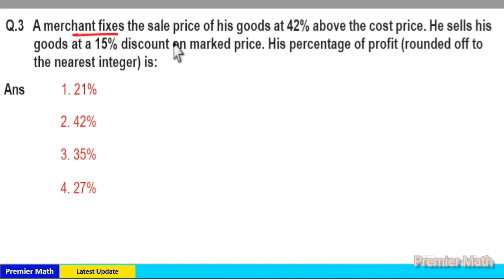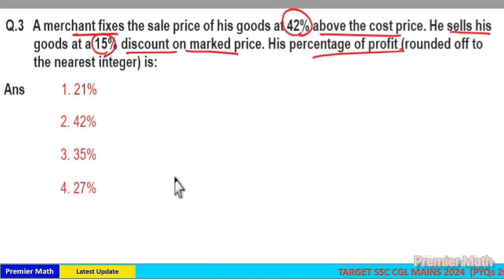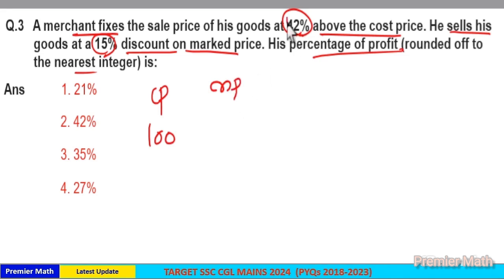A merchant fixes the marked price of his goods at 42% above cost price. He sells his goods at 15% discount on marked price. His percentage of profit nearest to the integer is. Here consider cost price as 100. Then marked price is 42% above cost price, which is 100 plus 42, 142 rupees.